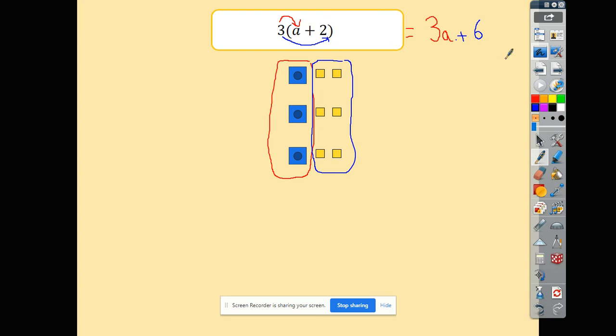So you've got 2 different methods there. You can draw it out like this, or you can use your arrows here and know that you're multiplying what's on the outside by what's on the inside. So use one of those 2 methods, one that you prefer, to answer the rest of the questions.